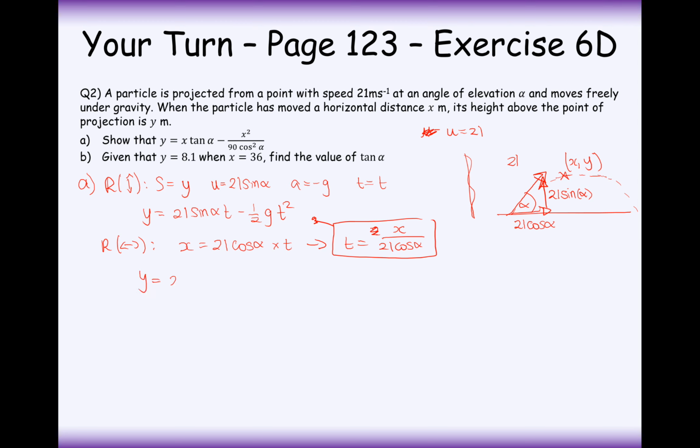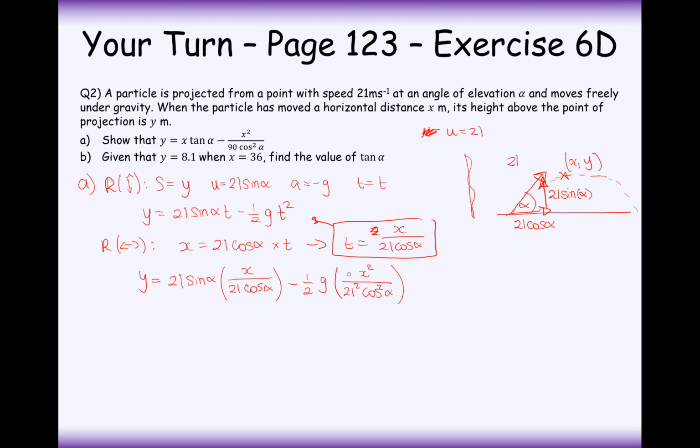So y equals 21 sine alpha times by t, which is x over 21 cos alpha. And that looks promising because the 21s will cancel out and we'll be left with a tan. Great, looks like we're on the right track so far. Then it's going to be take away a half times g times all of this thing being squared. So I'm going to write x squared over 21 squared cos squared alpha. So we've got the cos squared alpha on the bottom, we've got the x squared on the top.